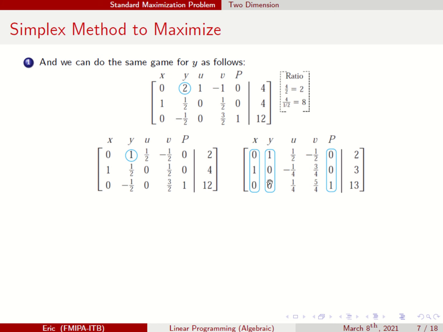So how do you read this? x equals 3, y equals 2, profit is 13, and the others I don't care, they are 0. u equals 0 and v equals 0. Okay, you just read the basic variables. The non-basic variables will be 0. So the maximum profit is 13 when x equals 3 and y equals 2.